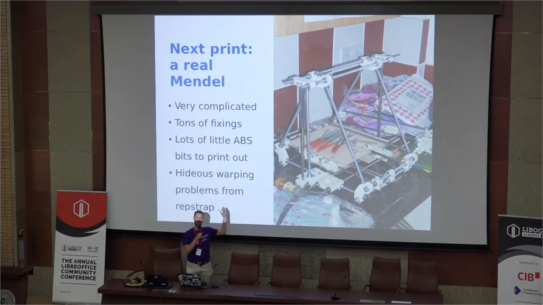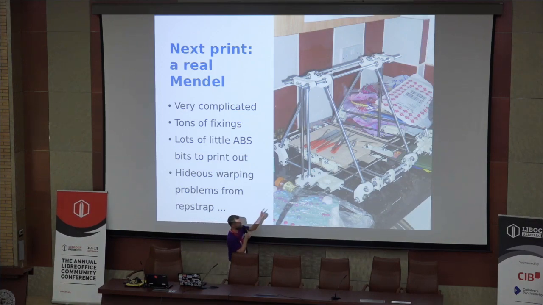Of course, you'll notice there's a lot of metal in it. And there's a lot of cheating going on. The self-printing is all very well, but you have to tighten all these bolts up and stuff, which is a bit of a pain. So you print this thing, and there's lots of little fixings and little bits of ABS, and there's hideous warping problems, because as the plastic cools, it moves up, and the whole thing tends to pop off whatever you're printing it on, and so on.